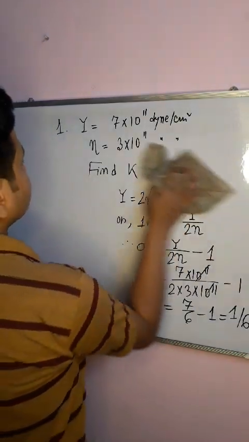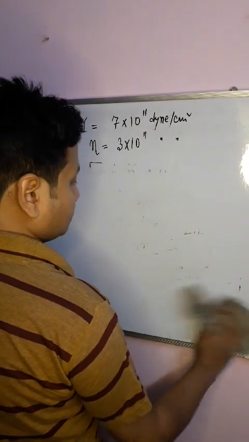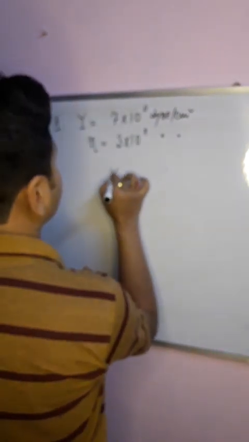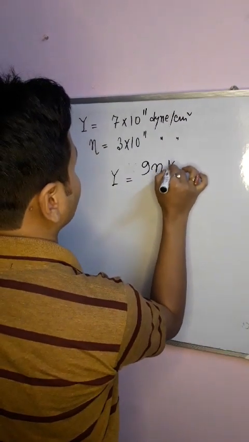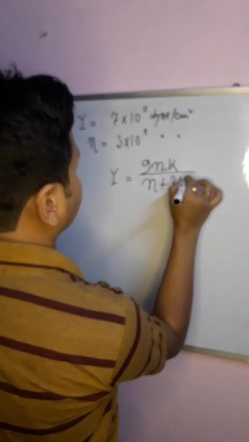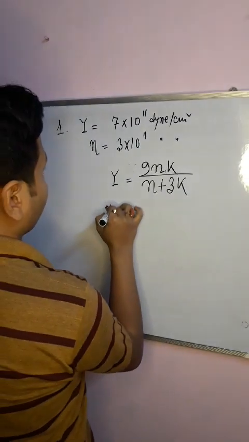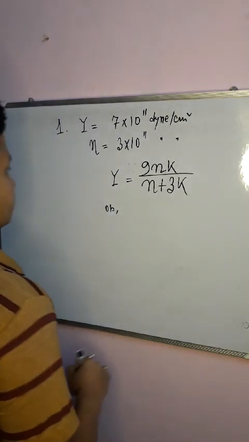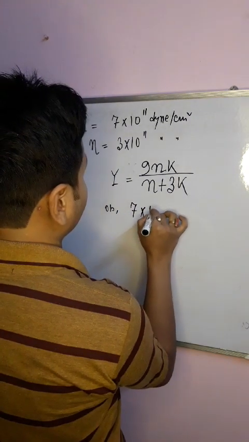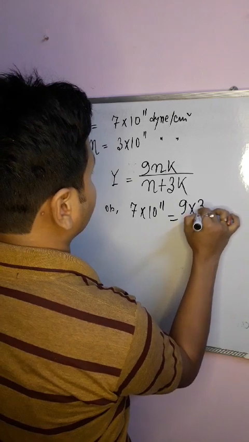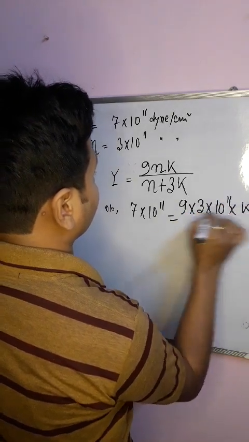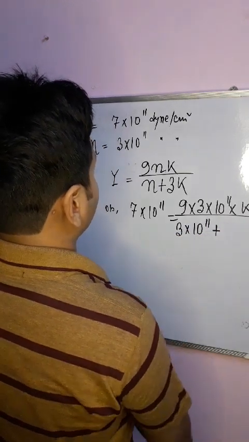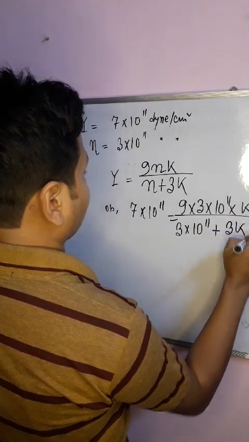Now we have to use another relation in order to find out K. We know the relation Y equals 9 eta K by eta plus 3K. So we have to use this relation. We know Y is 7 into 10 to the power 11, this is 9 into eta, 3 into 10 to the power 11, into K by 3 into 10 to the power 11 plus 3K.